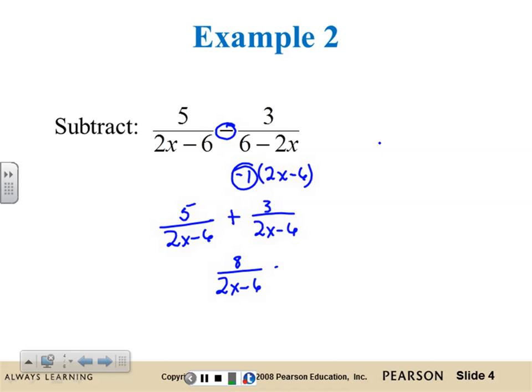Now, I can reduce this, and I can reduce it because I know a 2 will come out of that 2x minus 6 and give me x minus 3. And the 2 will go into itself one time, and 2 will go into 8 4 times. So that final answer is going to be 4 over x minus 3.